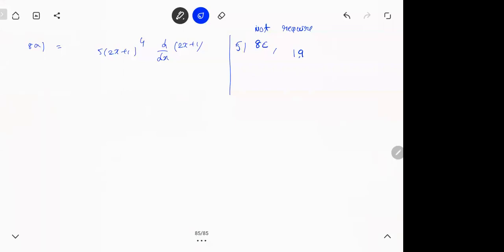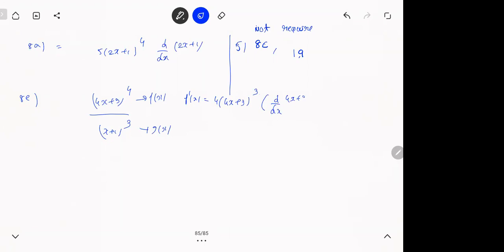Then next thing, in 8, 8E, that is f of x plus g of x, there is nothing in it. I don't know why that is a doubt. (4x plus 3) whole power 4 by (x plus 1) whole cube. This is f of x, this is g of x, differentiate both separately. Use the chain rule, Kanish. What will be its differential? 4 into (4x plus 3) whole cube into differentiating 4x plus 3 again. I think you forgot this. Then you would get it from there.